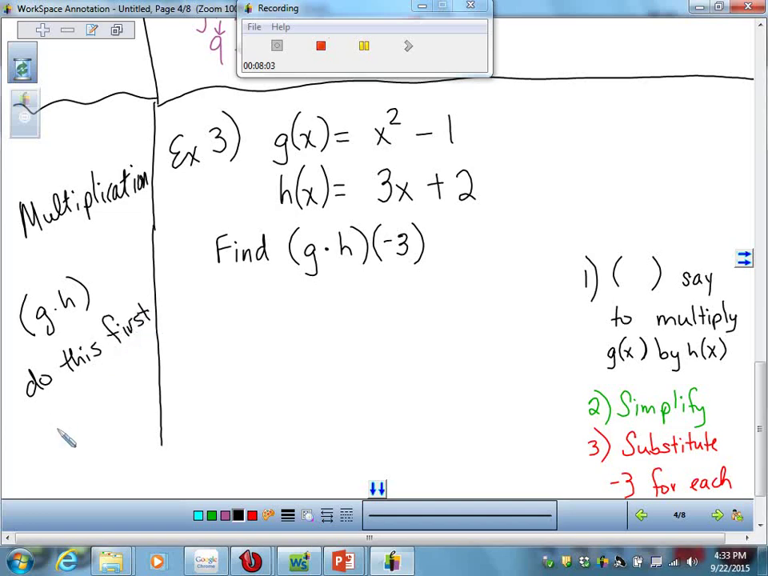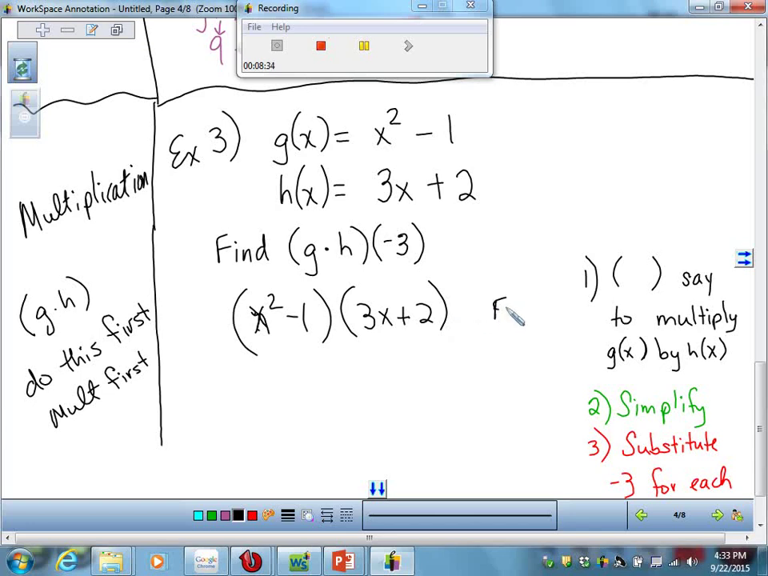So we are going to multiply first, which is what I show over here in the steps. So we're going to take function g of x, which is x squared minus 1, and we are going to multiply that by function h of x, which is 3x plus 2. We have two binomials that we're multiplying together, so we need to use FOIL. So we're going to do first times first. X squared times 3x is 3x cubed.